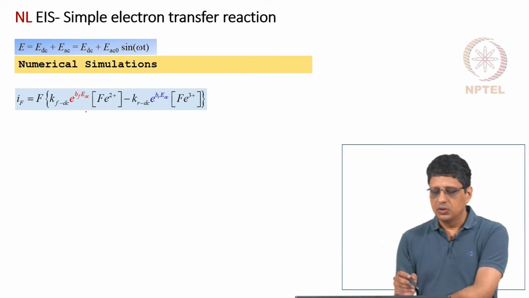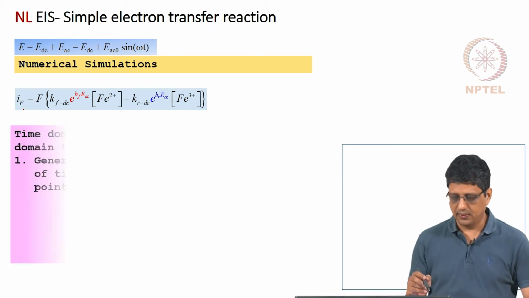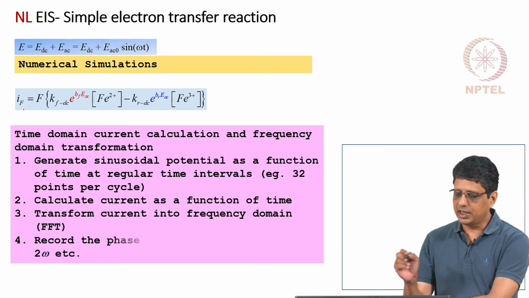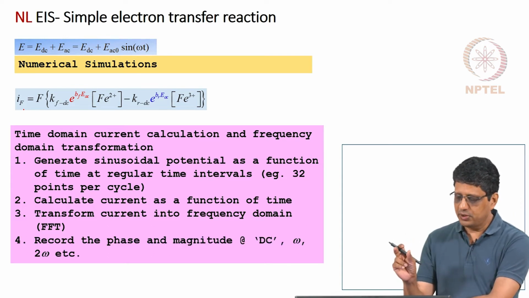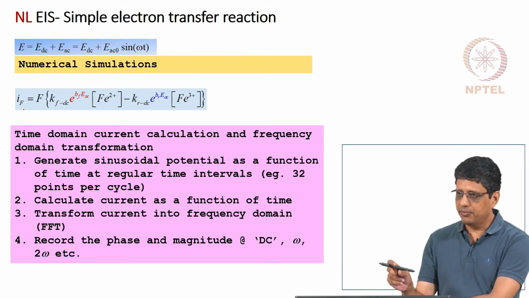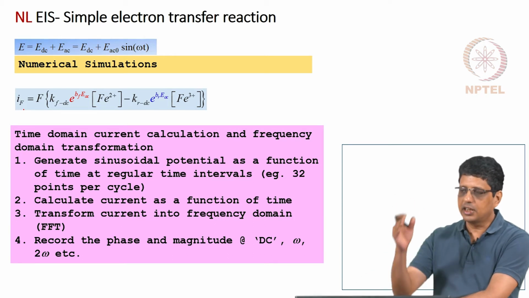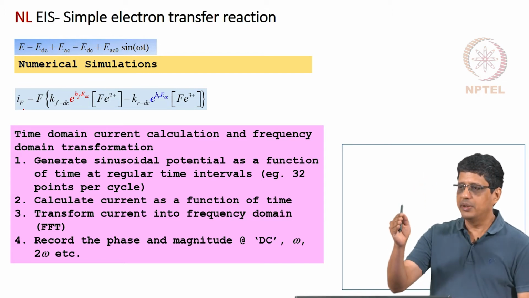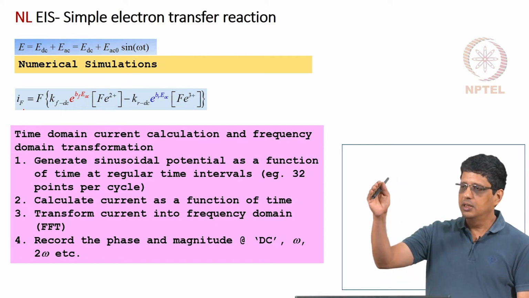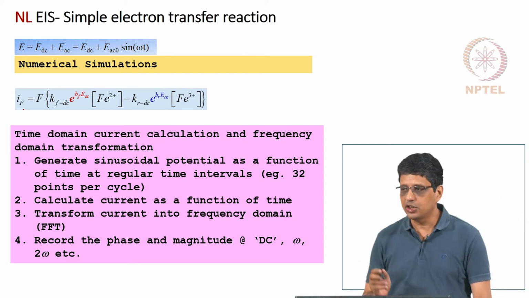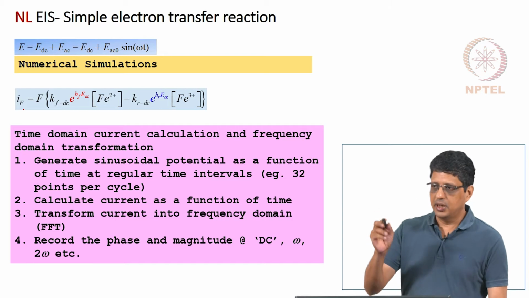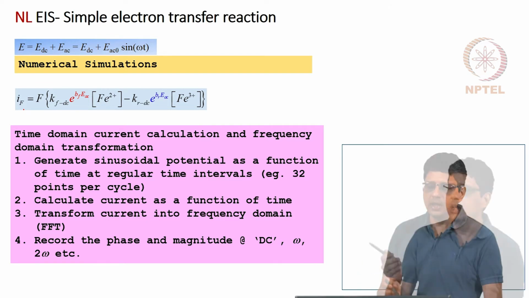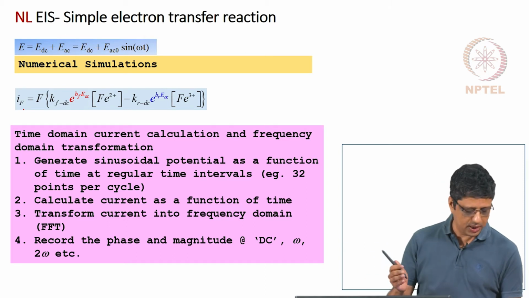Okay. So, we know the expression for Faraday current here. So, numerical simulations, what we do is the following. We first write the time domain expression for the current and apply sinusoidal potential. So, we generate the sinusoidal potential as a function of time, meaning we have a series of time and correspondingly a series of potential values. So, we have time going from 0, 1 millisecond, 2 millisecond, 3 millisecond and so on. Correspondingly, we have potential starting at some value and then changing as given by the sinusoidal equation, and then we calculate the current as a function of time and then subject this to Fourier transform and get the Fourier series coefficients. Okay. We can record the values at DC, at fundamental, second harmonic and so on.